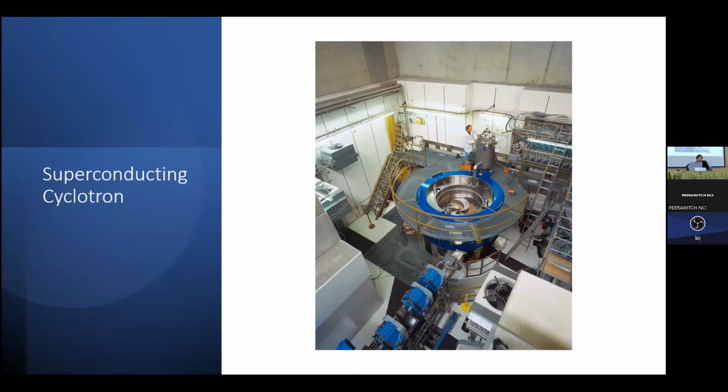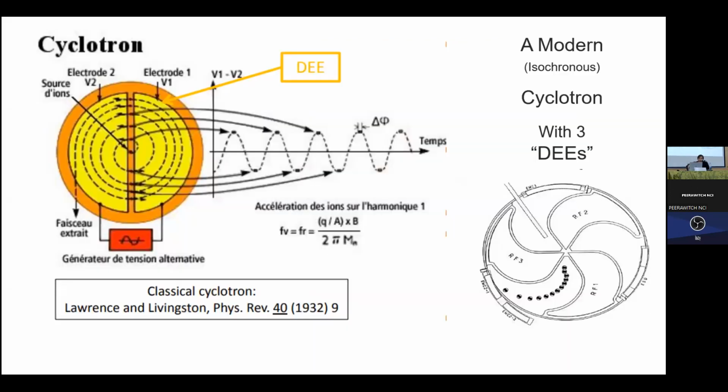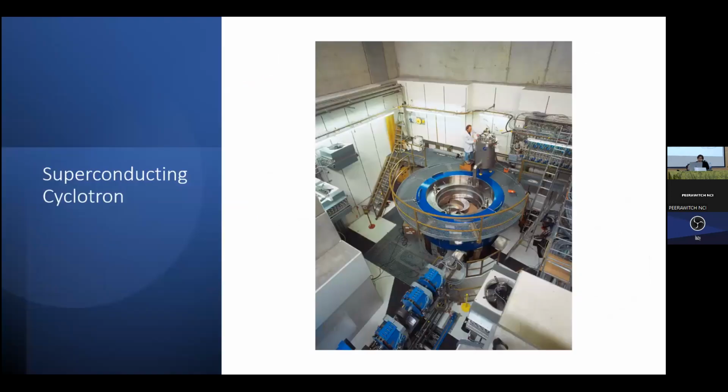Here's a picture again. If you see how it looked here, the RF cavities and the D and the gap, now you can see what it actually looks like.